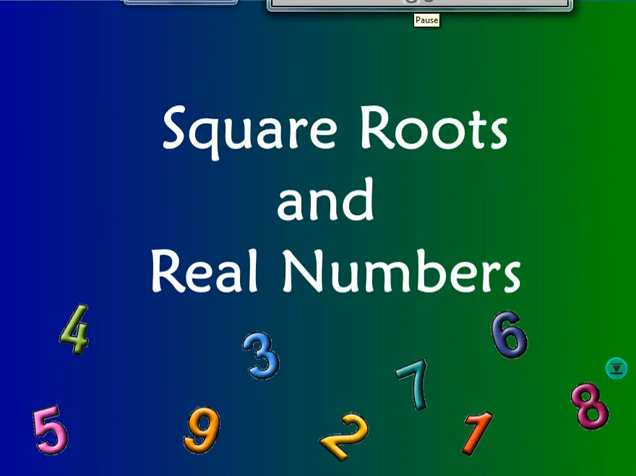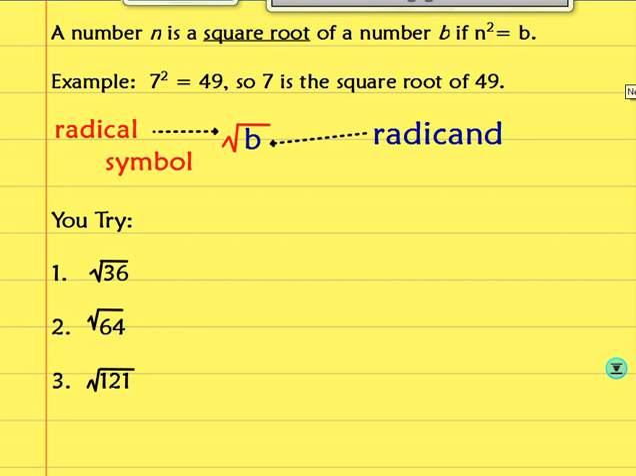Today, we will be talking about square roots and real numbers. A number n is a square root of a number b if n squared equals b. Example, 7 squared equals 49. So 7 is the square root of 49.